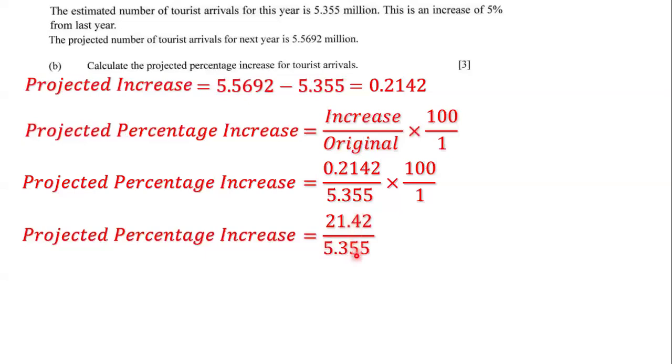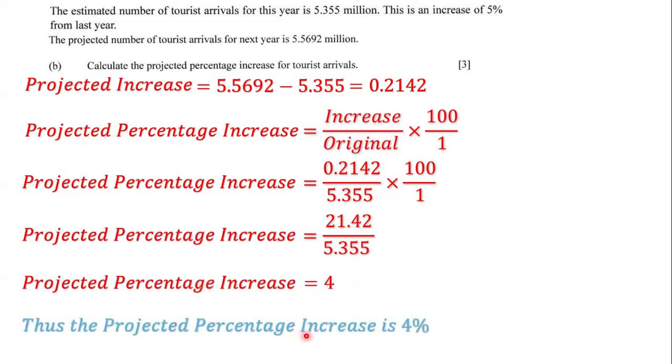Next, we divide these two. And when we divide these two, we get 4. So that means that the projected increase for tourist arrivals is 4%. And that's the answer to this particular question.